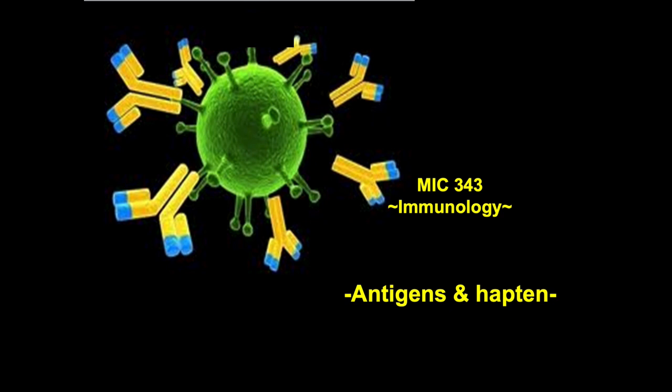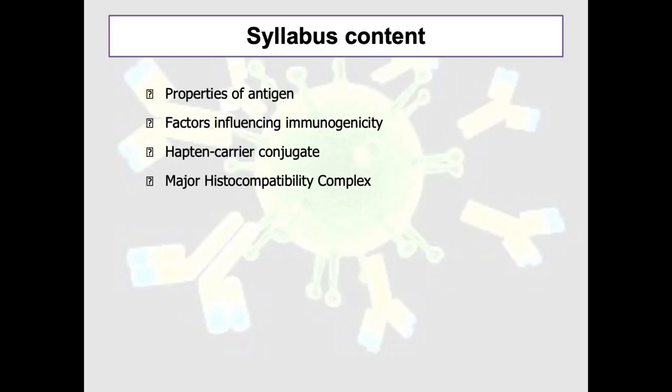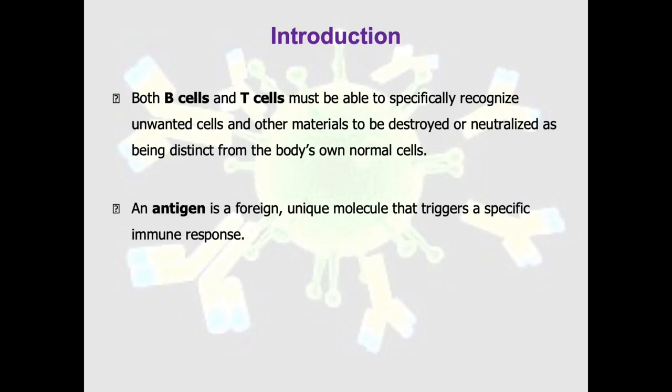Antigens and haptens. Okay, so basically in this syllabus, in this chapter, you have to know the properties of antigens, factors influencing immunogenicity, hapten carrier conjugate, and major histocompatibility complex. So in other words, you have to know a lot of terms, a lot of definitions, and know exactly what the meanings are. Right, so this is the introduction to chapter 4.